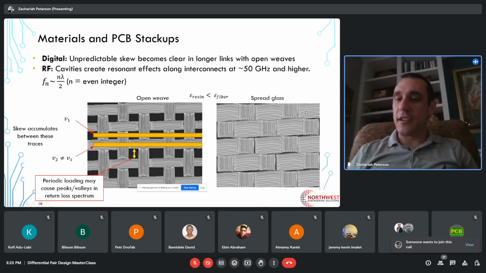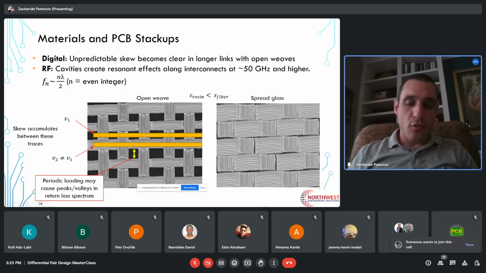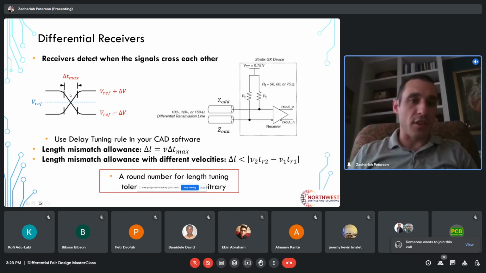So there are a lot of fabricators that will stock that or that can get it, and they can build these types of designs on spread glass for you. So exactly how much skew is too much? Well, just going back here, it depends on this interface, right?